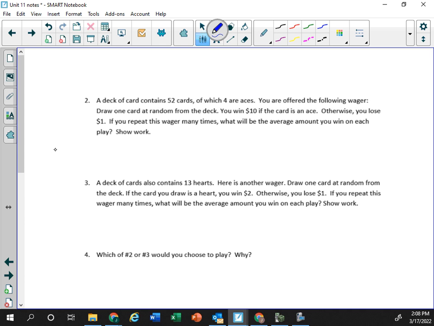Okay, how many aces are there? 4 out of what? Okay. If I draw one of those, I would win $10, right? Yes. Okay. The other outcome that could happen is I could not draw one of those, which would be 48 out of 52. You're not drawing 2 cards here. It's just these 2 situations that could happen. You could draw an ace, and this is your probability of an ace, or you could draw not an ace. And with that, you're going to lose $1. So minus $1.